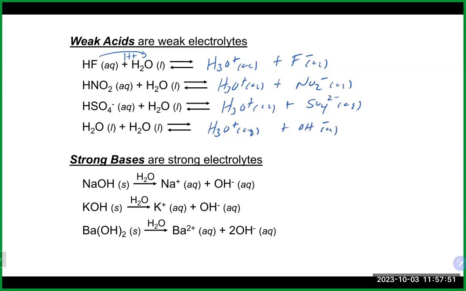So each of these are some weak acids, and those are very common ones: hydrofluoric, nitrous, also acetic acid is a very common weak acid we come across a lot. Things like HCN is also a weak acid.